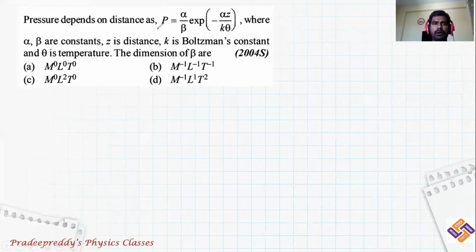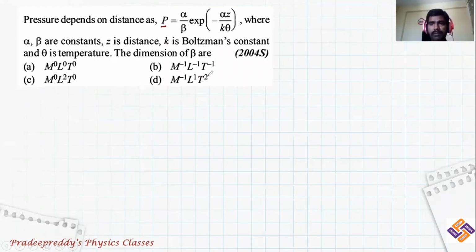pressure depends on distance as P is equal to alpha by beta exponential of minus alpha z divided by k theta, where alpha, beta are constants and z is the distance, k is Boltzmann constant and theta is the temperature. You are supposed to find out the dimensions of this beta.